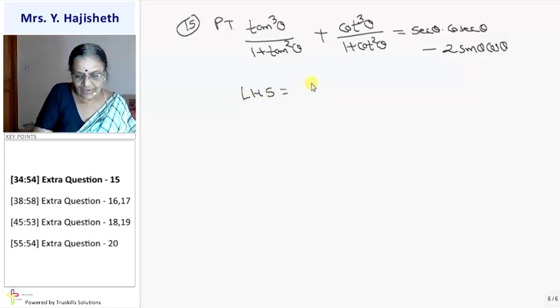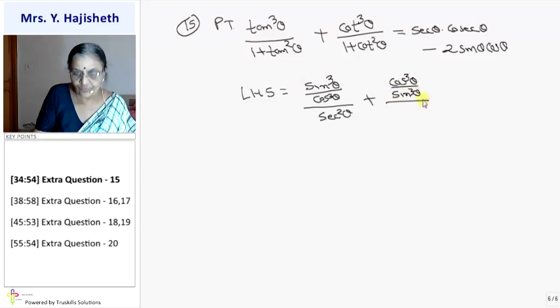For tan cube I write sin cube by cos cube, right? You write down LHS first. I don't write. 1 plus tan square is sec square. Here cot cube is cos cube by sin cube. And for 1 plus cot square you write cosec square.